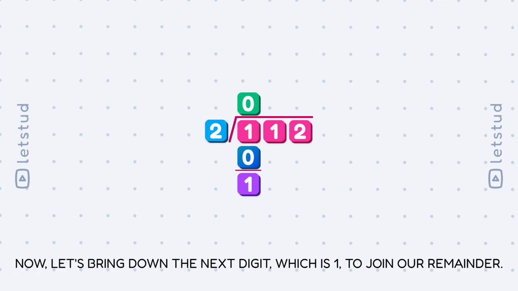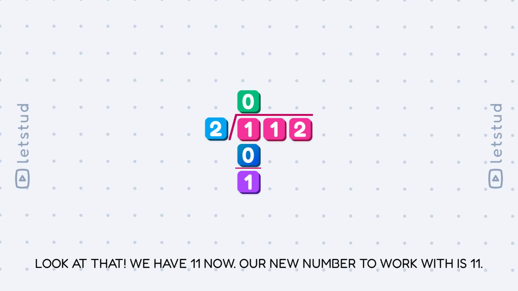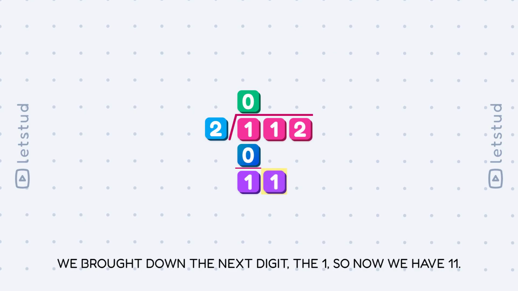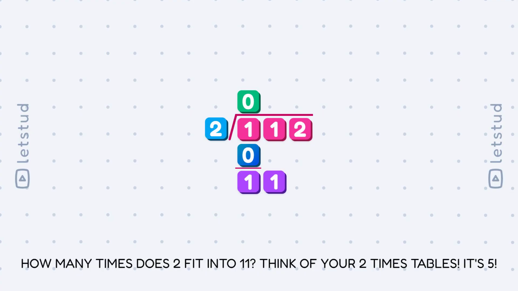Now let's bring down the next digit, which is 1, to join our remainder. Look at that, we have 11 now. Our new number to work with is 11. We brought down the next digit, the 1, so now we have 11. How many times does 2 fit into 11? Think of your 2 times tables, it's 5.